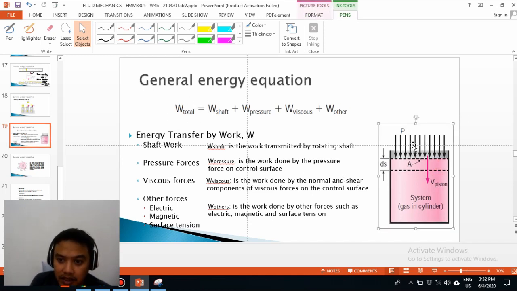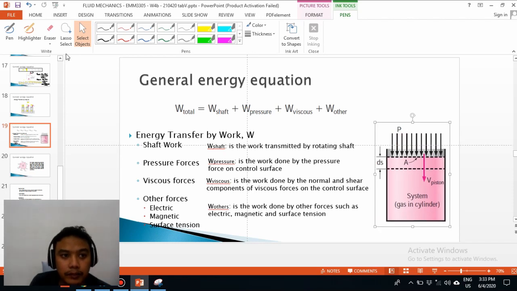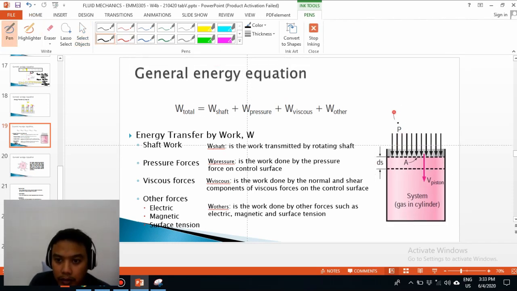For example, this is an example of a piston. There is a shaft, and the work of the shaft to make the piston head move should be included, plus the work of pressure, which forces the piston head to go down. Work viscous is normally, for example, the shear or friction that happens during the movement, and other works depend on, for example, additional works. So the total is obtained from the addition of all the works.